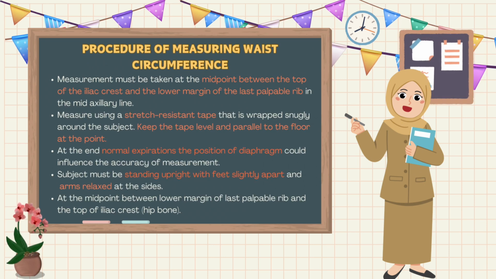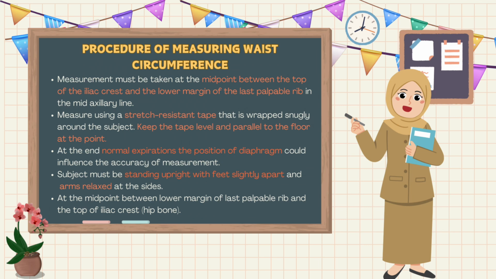First, you need to make sure the measurement is taken at the midpoint between the top of the iliac crest and the lower margin of the last palpable rib in the mid-axillary line. Second, measure using a stretch-resistant tape that is wrapped snugly around the subject. Keep the tape level and parallel to the floor at that point.